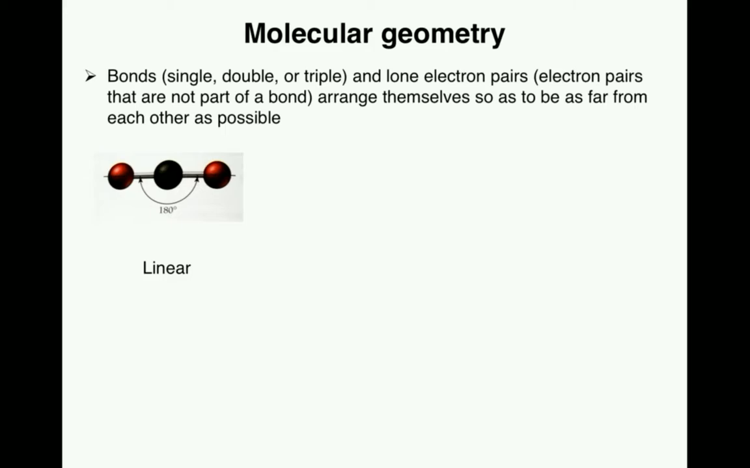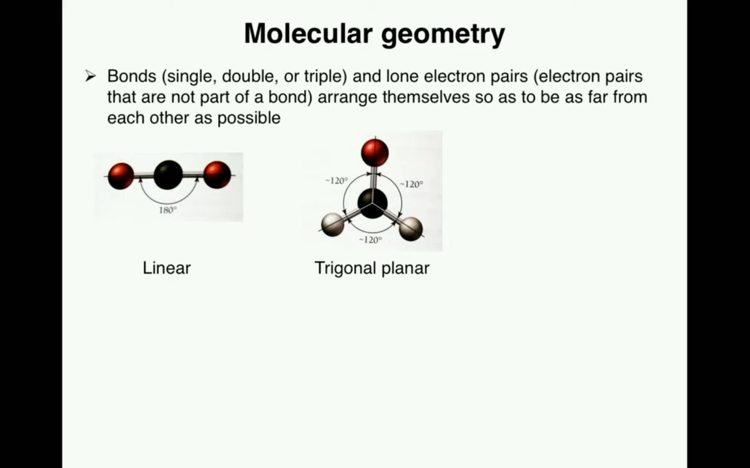If a central atom has three bonds and no lone electron pairs, in order to be as far from each other as possible, the bonds must point towards the vertices of an equilateral triangle at angles of 120 degrees to each other. This molecular geometry is called trigonal planar. An example of a trigonal planar molecule is boron trihydride.